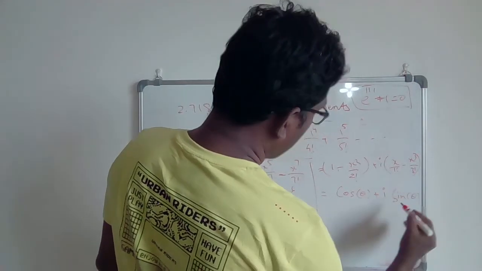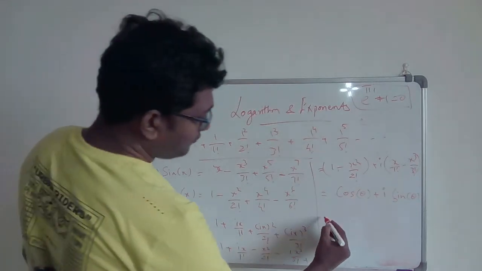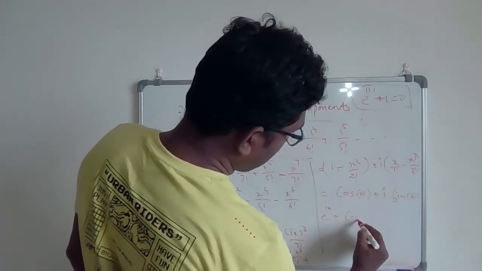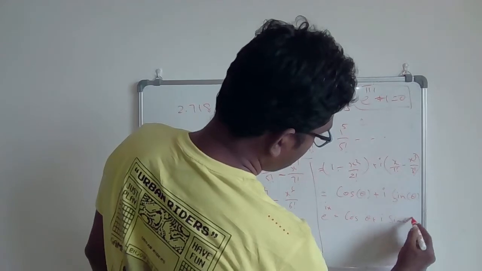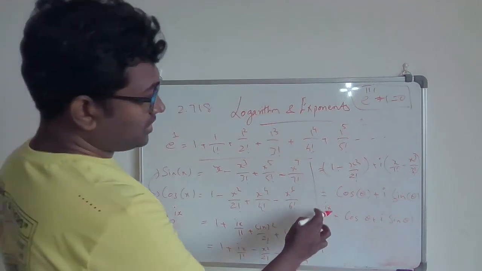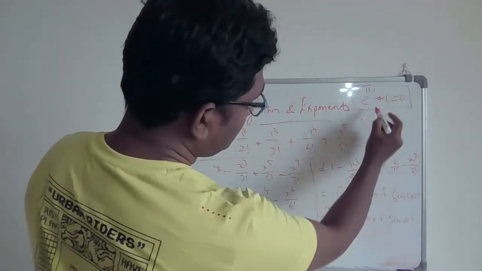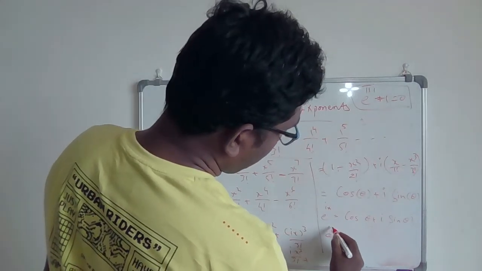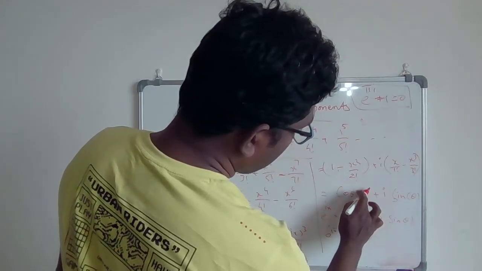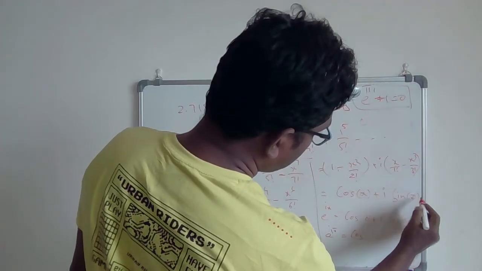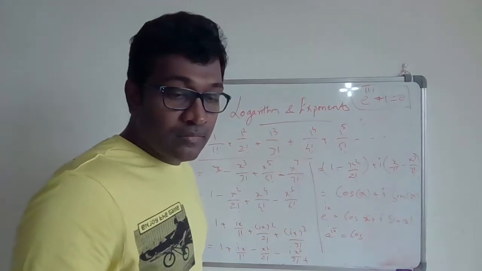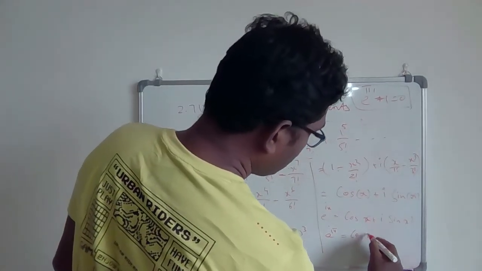Now e to the power of ix is equal to cos theta plus i sin theta. That's the equation we have received. So instead of just using x, let's take x equal to pi. Instead of x we use pi: e to the power of i pi. This becomes cos x plus i sin x, so cos pi plus i sin pi.